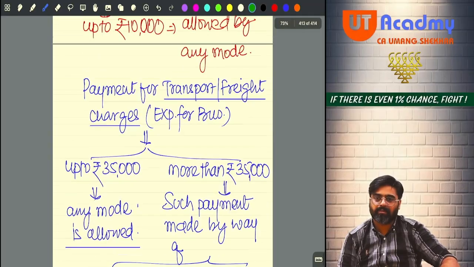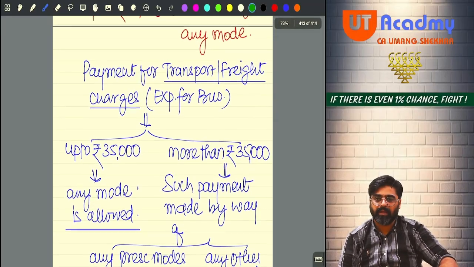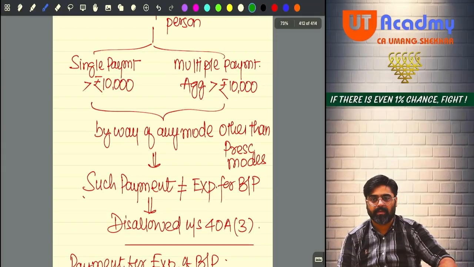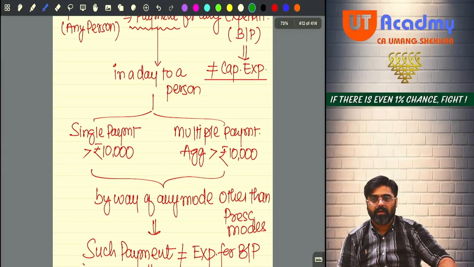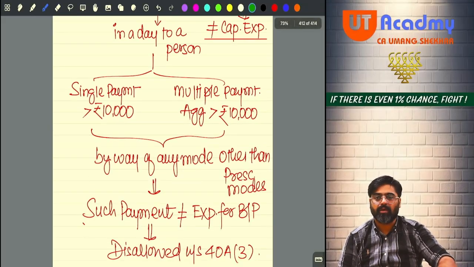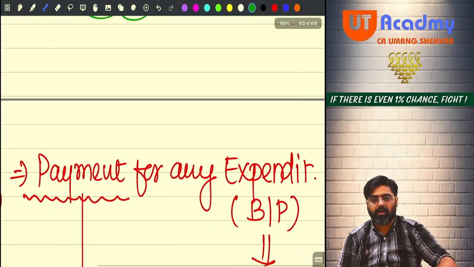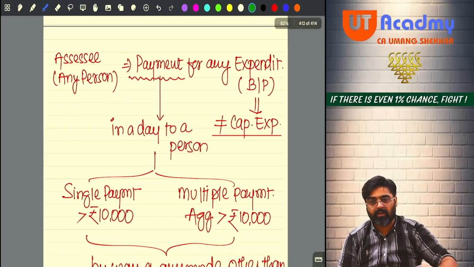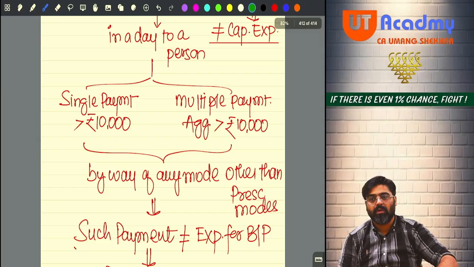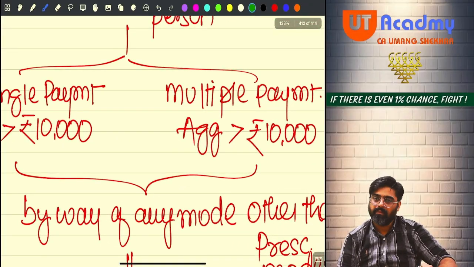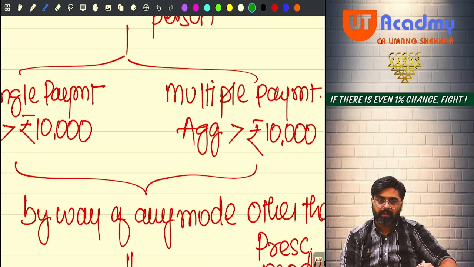The concept remains the same. For payment for transport charges, the same concept remains. But here, for payment for any expenditure, you check 10,000. If it is payment for transport charges, then the same thing will be applicable, but instead of 10,000, how much limit will you take here? 35,000. Done? Now one question I should ask you.